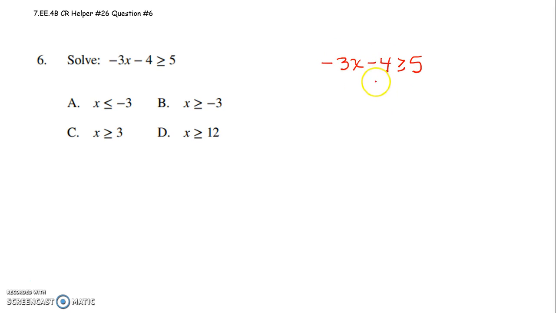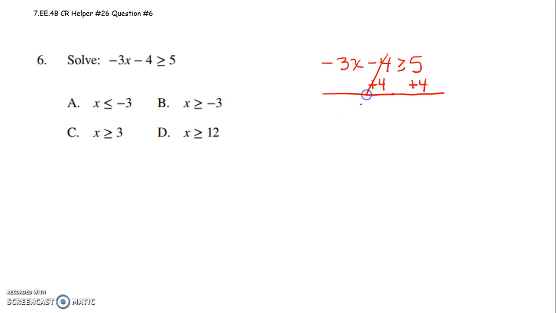First thing I'm going to do is move this 4 over to the right-hand side of the inequality, so all my constants, all my numbers without x's attached, are together over here on the right-hand side of the inequality. So how do I undo minus 4? Well, if I add 4 to the left-hand side of the inequality symbol, those will zero out. But if I'm adding 4 to the left-hand side of the inequality symbol, I must also add 4 to the right-hand side of the inequality symbol.